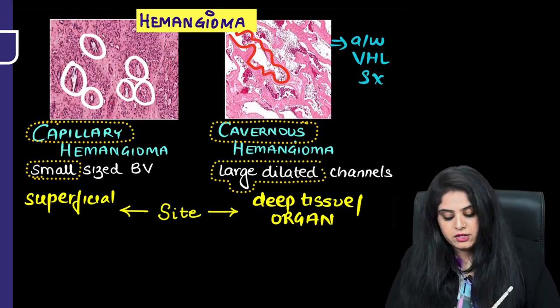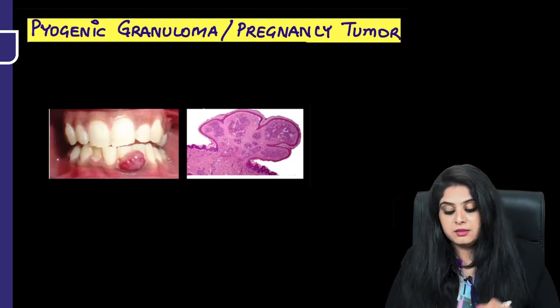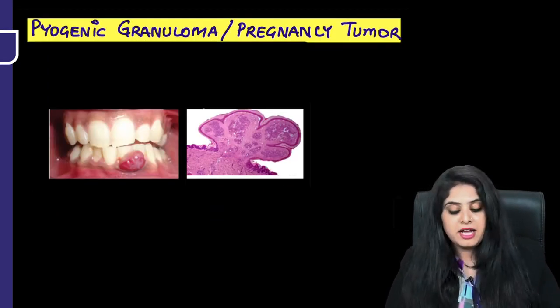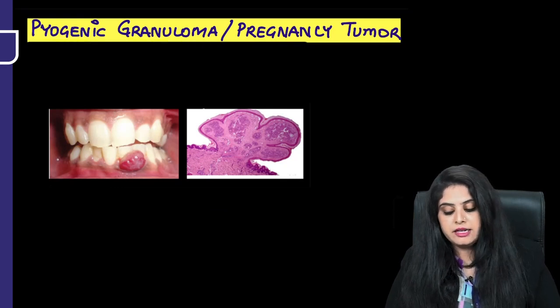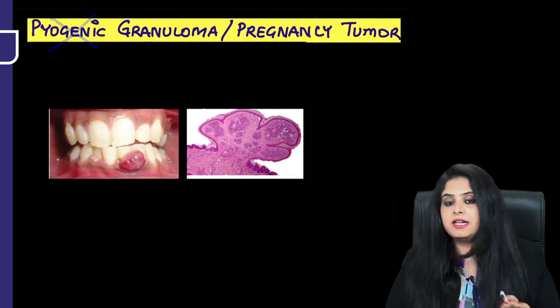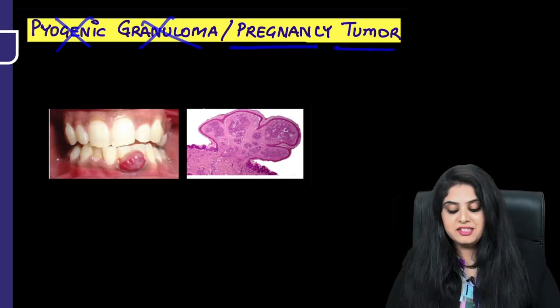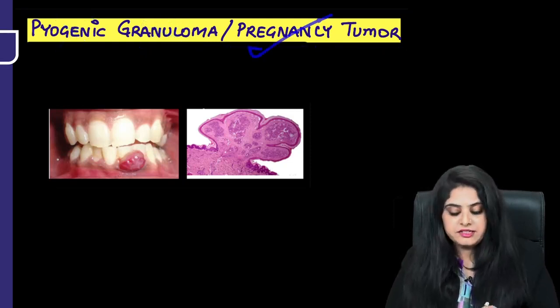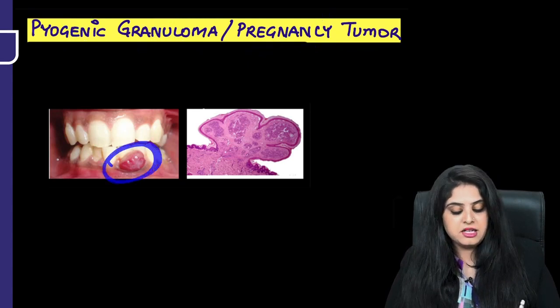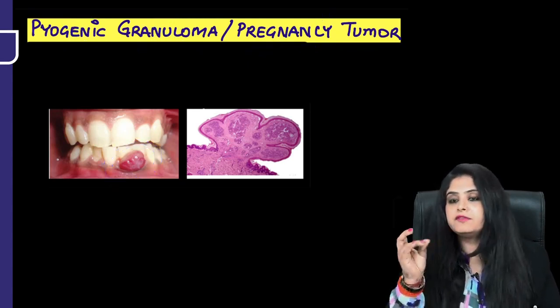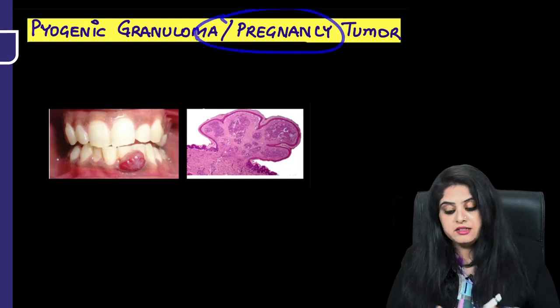Let's move forward. We are not over. The next blood vessel tumor that you have, pyogenic granuloma, is the most incorrect name I have ever heard, because neither is it associated with bacteria nor is it a granuloma. Wrong name altogether. The real name is pregnancy tumor. Yes, it occurs in pregnancy. A pregnant female comes to you with a reddish mass in the gums or the fingers, with a pregnancy history.